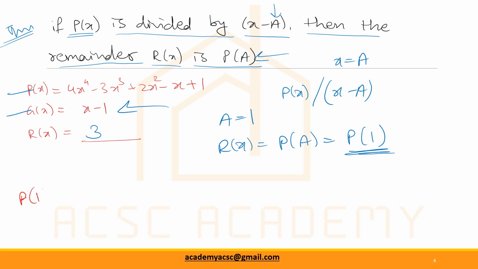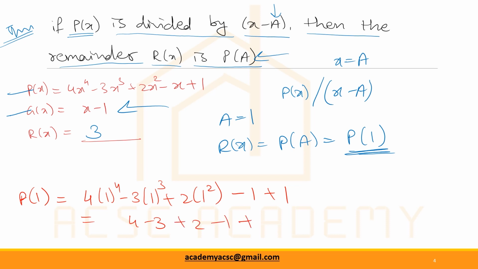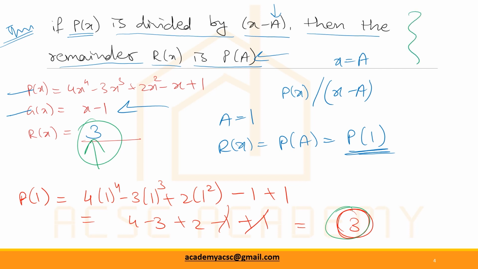What will be our p of 1? We will be substituting 1 in place of x in the given polynomial. So that will be 4 times 1 raised to 4 minus 3 times 1 cube plus 2 times 1 square minus 1 plus 1. So this is simply 4 minus 3 plus 2 minus 1 plus 1. The minus 1 and plus 1 cancel out. So that gives us 4 minus 3 is 1, and 1 plus 2 is 3. And yes, as we can see, the remainder which we had got was also 3. So this was a proof kind of thing using an example which we made for this particular theorem.